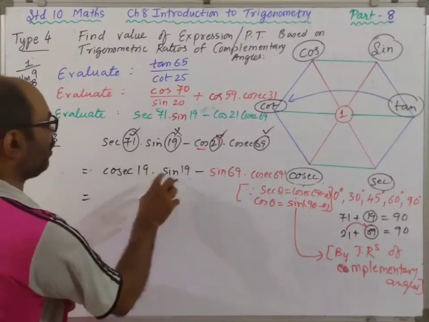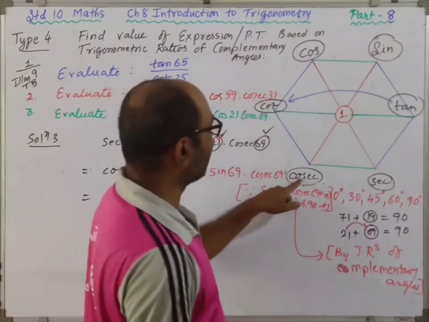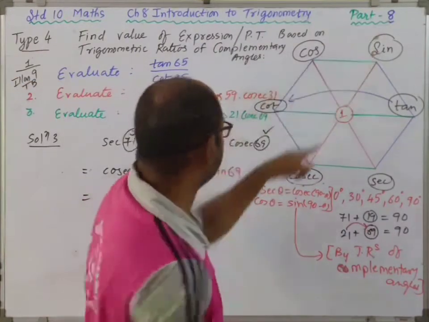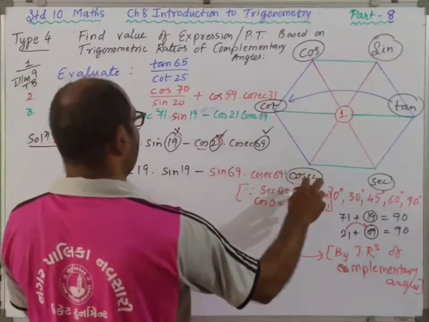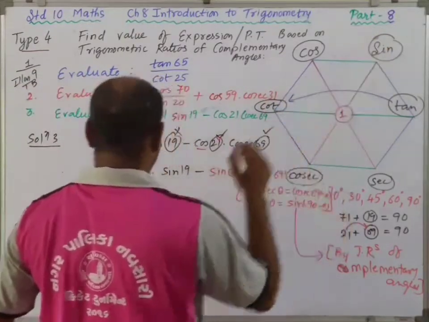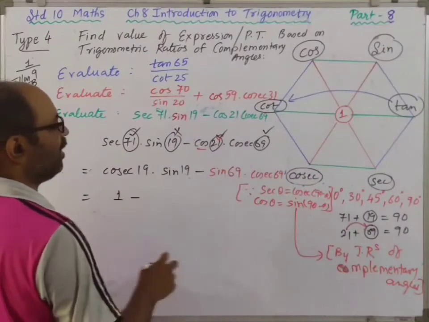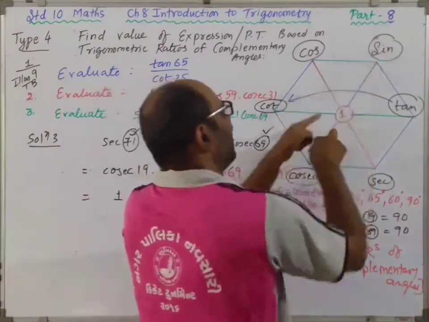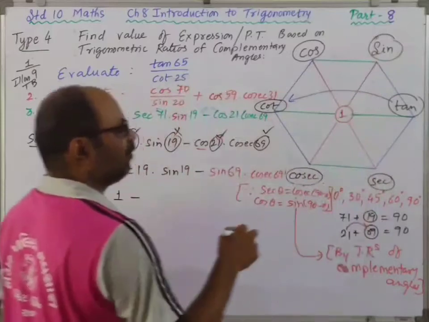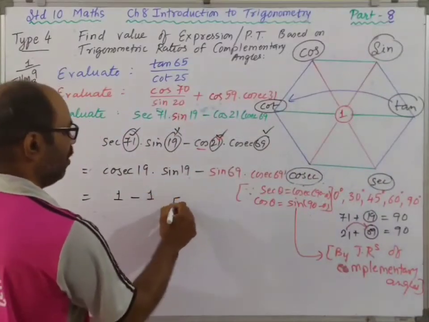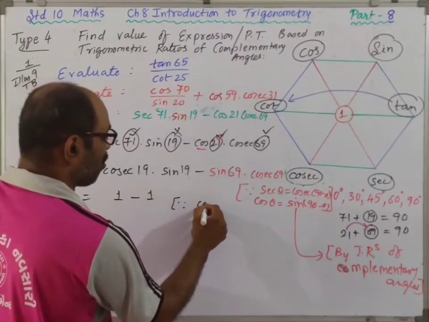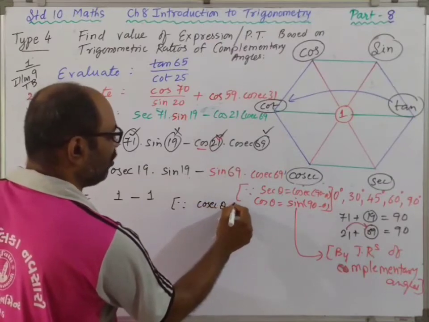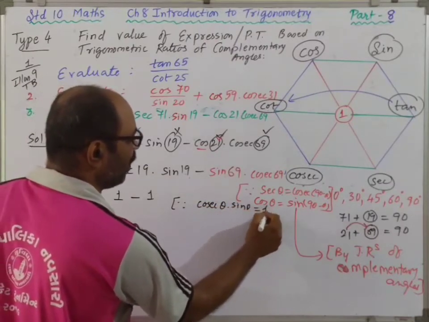Fine. Now there is a product of cosec and sine. See that? Cosec into sine. They are reciprocals of each other, so the product is 1. Minus, sine and cosec again. They are reciprocals of each other, so the product is 1, because cosec theta into sine theta is equal to 1.